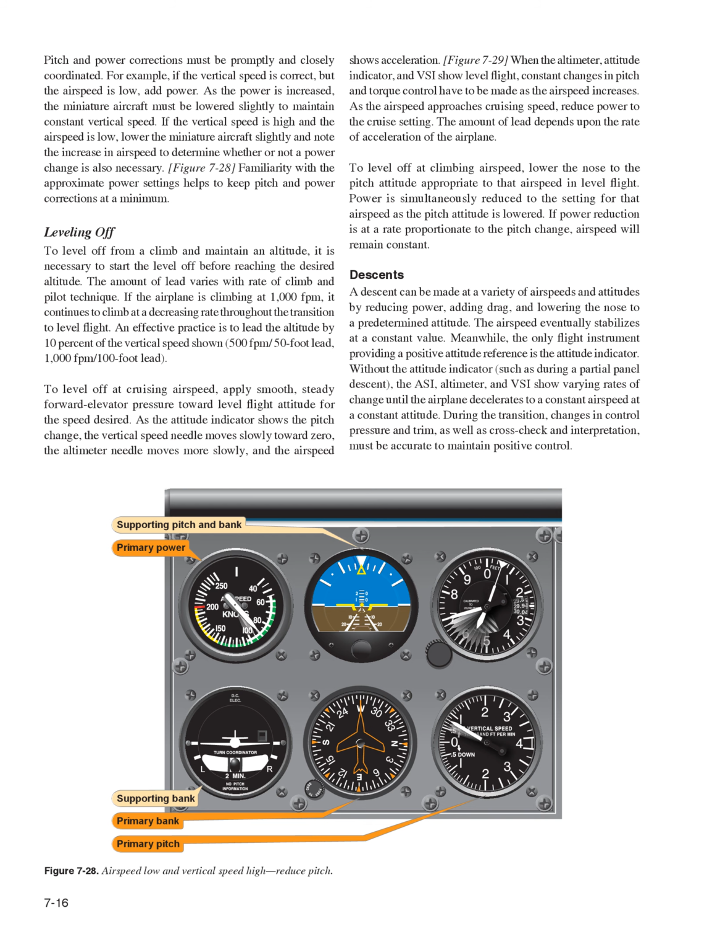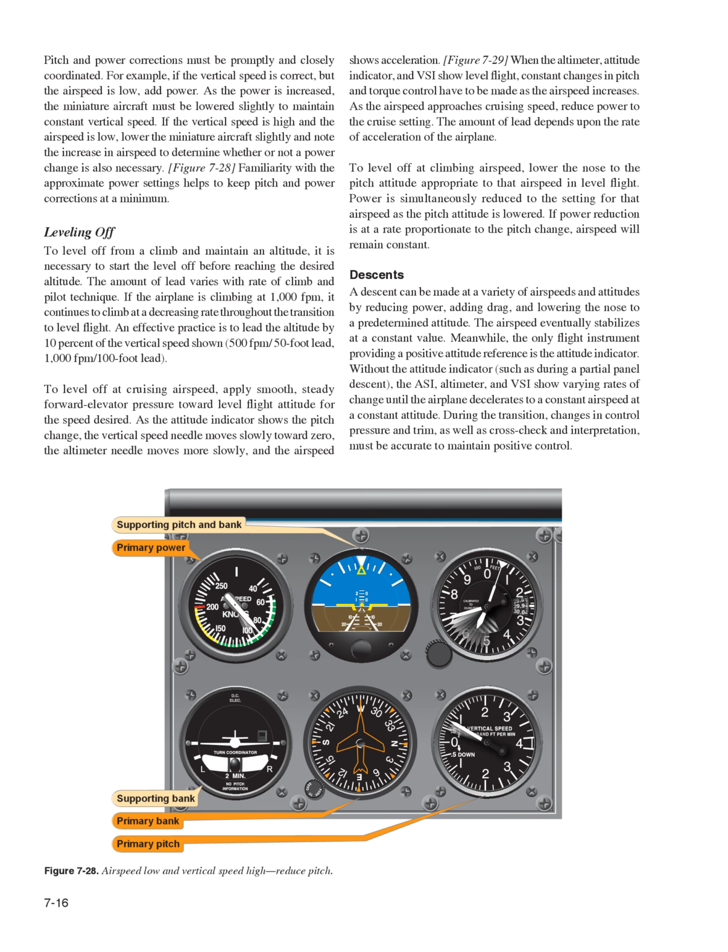To level off at climbing airspeed, lower the nose to the pitch attitude appropriate to that airspeed and level flight. Power is simultaneously reduced to the setting for that airspeed as the pitch attitude is lowered. If power reduction is at a rate proportionate to the pitch change, airspeed will remain constant.